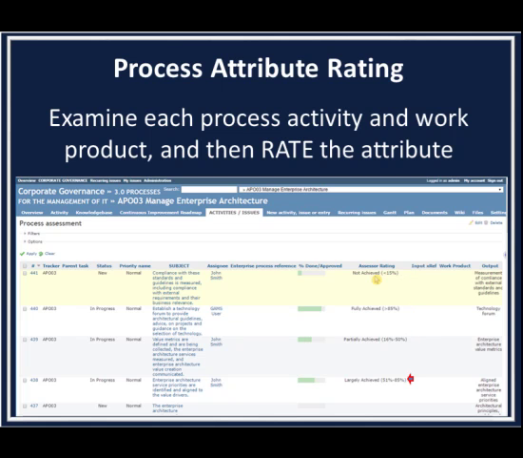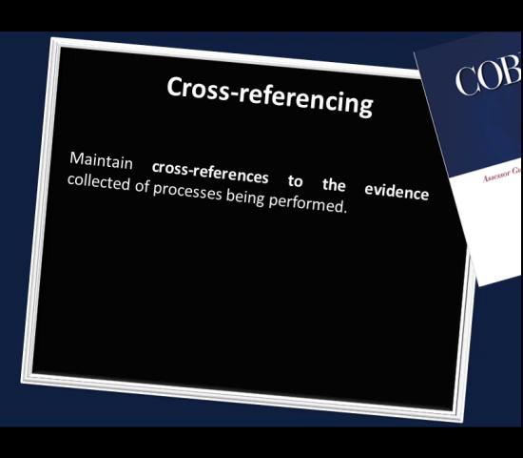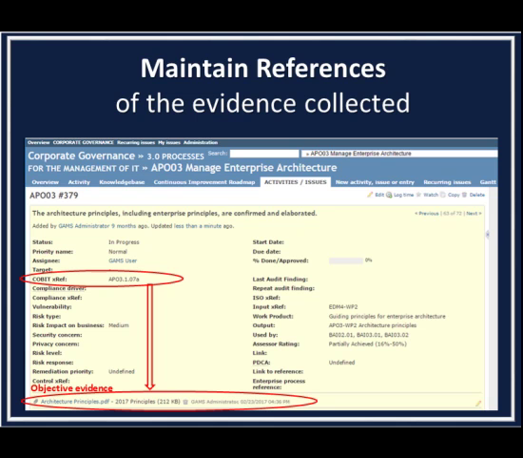Examine each process activity and work product and rate the attribute as being not achieved, partially achieved, largely achieved, or fully achieved. Maintaining cross-references to the evidence collected of the process being performed is extremely important. Use the assessment as a service tool to capture the COBIT cross-reference as well as the reference of the work being performed, the objective evidence.